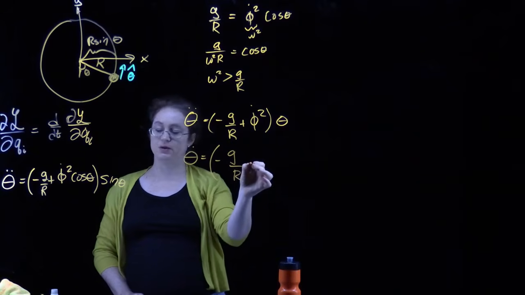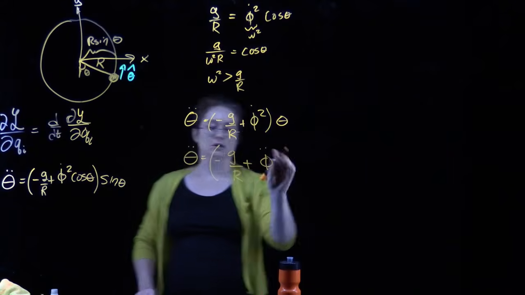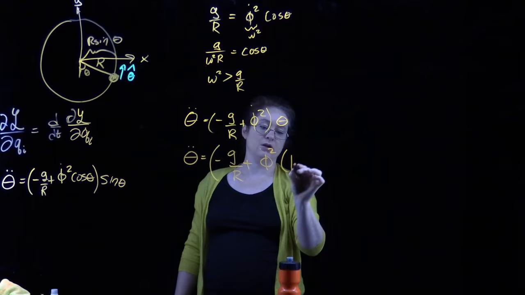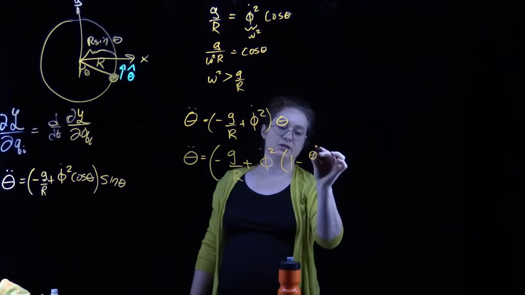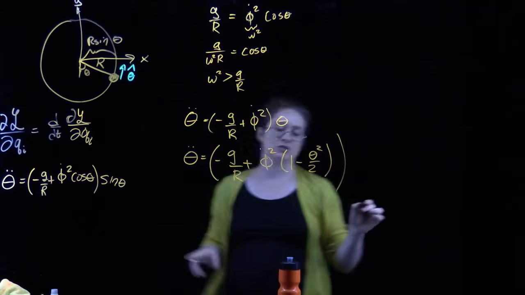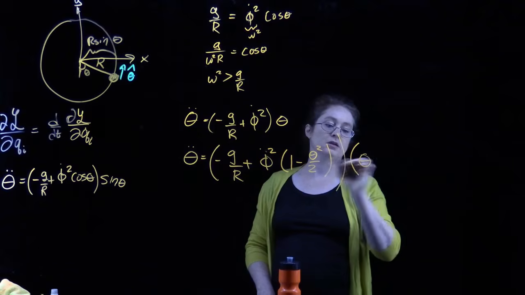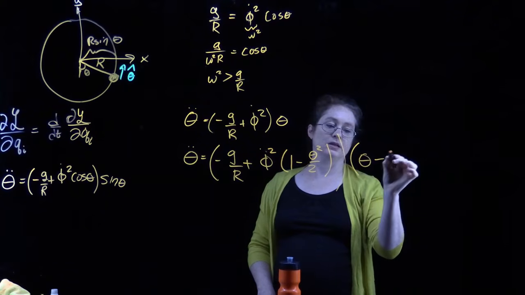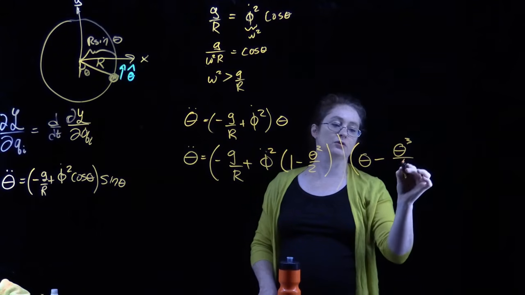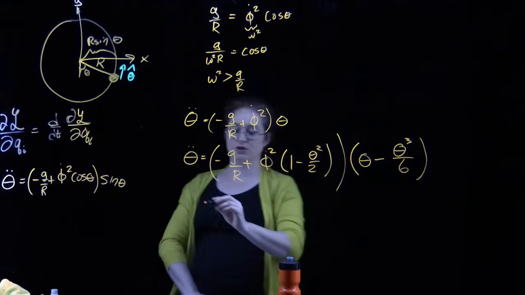Here I'm flying without a net. My notes didn't address this, so bear with me. This is now 1 minus theta squared over 2. That's the next highest expansion of that. And this is theta minus theta cubed over 6.